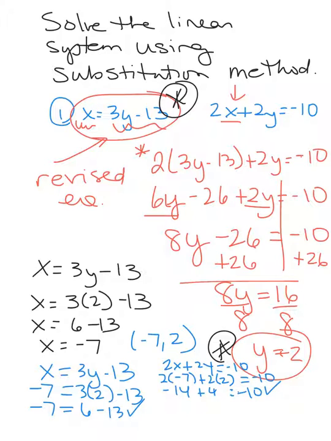So now that I've checked my solution in both original equations, I know that I have my correct answer. So negative 7, 2 is my solution to my linear system, which also means if I were to graph these two equations, that's my point of intersection.